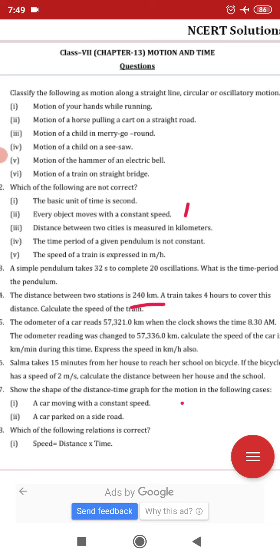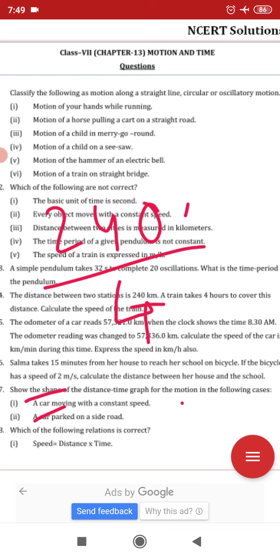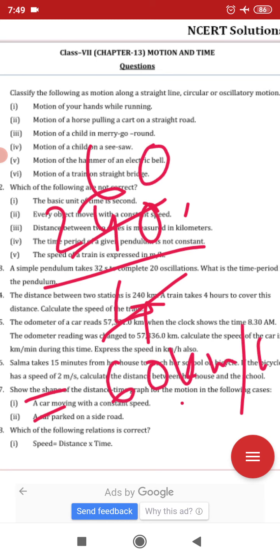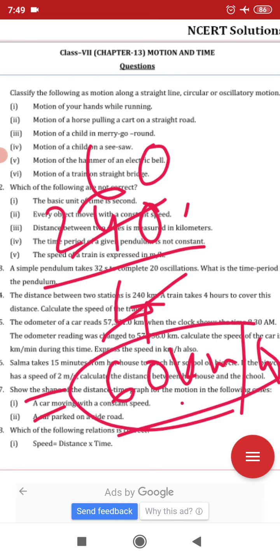How can we solve? The distance is 240 kilometers. That is the unit. The train takes 4 hours to cover the distance. In 4 hours the distance is already covered. So just divide 240 by 4. You'll get the speed of the train. If the train covered 240 kilometers in 4 hours, then you have to find how much it covers in 1 hour. So we need to find out the distance covered in 1 hour. For this, just divide 240 by 4. You will get 60. So 60 kilometers per hour. That is the answer. Okay, so make the calculation. I hope that you can easily solve.